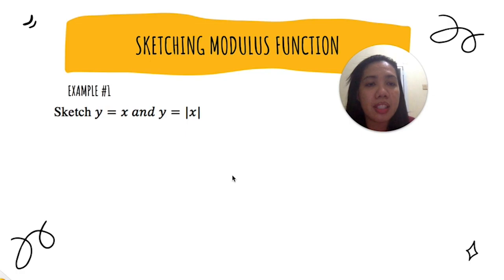Okay, now in this video also we're gonna see the difference between the common function, like the function with no absolute value, and the function with absolute value, or we call it modulus function. What is the difference between them? Okay, now first thing first, we're gonna see how to sketch y equals to x like this. Okay, pay attention on this function.